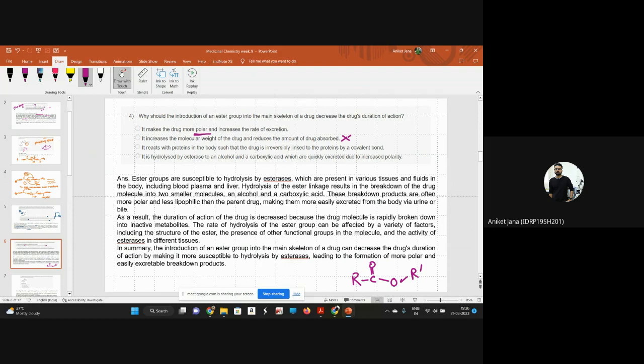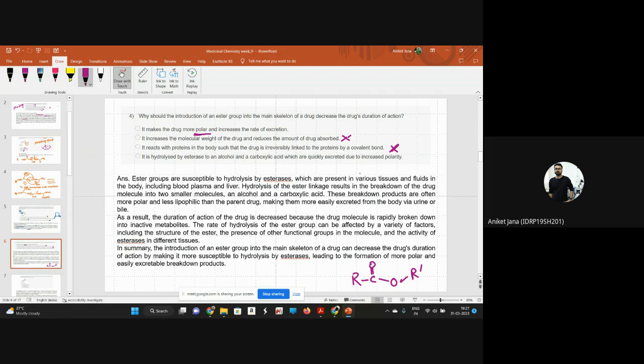And the third one is saying that it reacts with the protein in the body such that the drug is irreversibly linked to the proteins by a covalent bond. Is it so? No. Covalent bond is not irreversible. It is not possible. So this is not the case. So what is the right option?